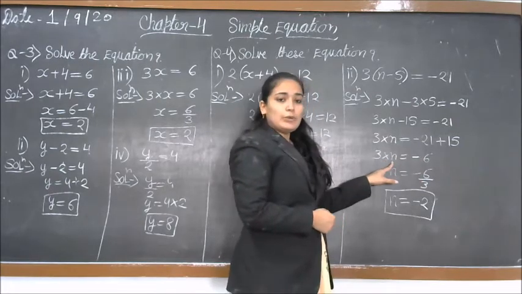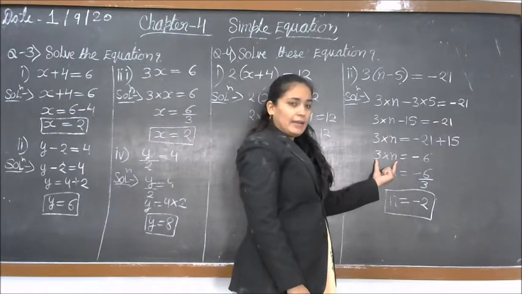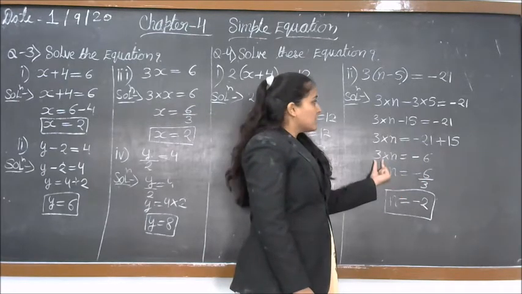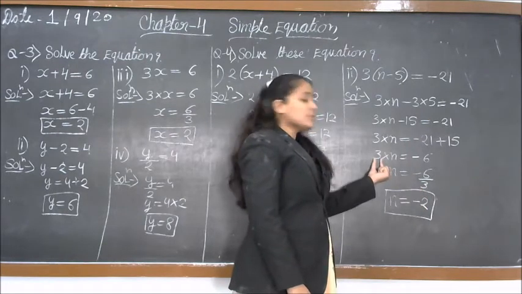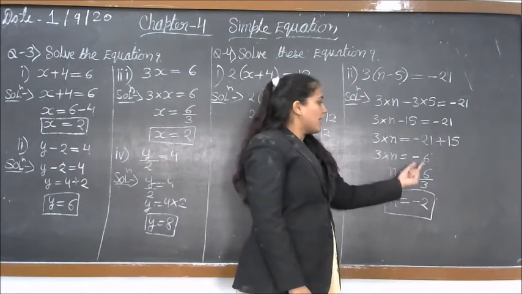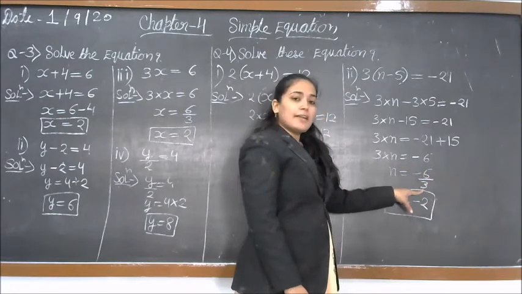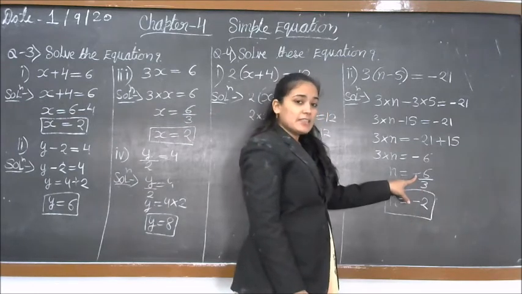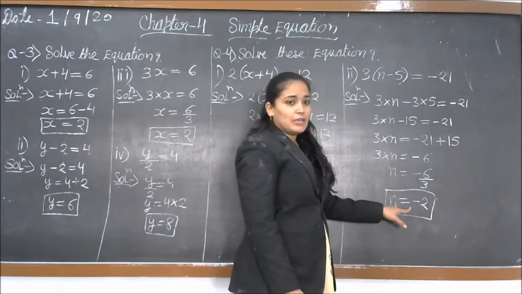Now 3 into n equal to minus 6. Now 3 and n are in multiplication, the variable as it is, 3 is a constant, therefore we put it in division because it is in multiplication. Minus 6 divided by 3, the answer is minus 2. The sign is negative, therefore in the answer we also have to put the negative sign.